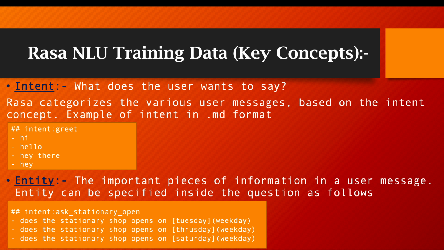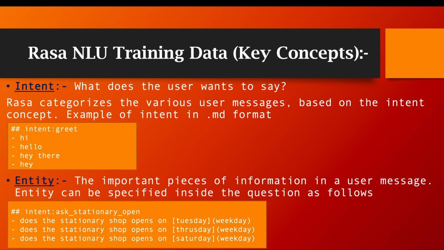So for example, if you see here, it's an example of intent in the MD format. The name of the intent is greet, and these are the examples in the intent greet section. Hi, hello, hey there, hey. So these are the examples of the various ways the user can give input which will denote the intention behind his sentences and can be categorized as greet or greeting. So these are the examples that will be used by our model to learn the various types of greet sentences while training. Now we'll see what's an entity.